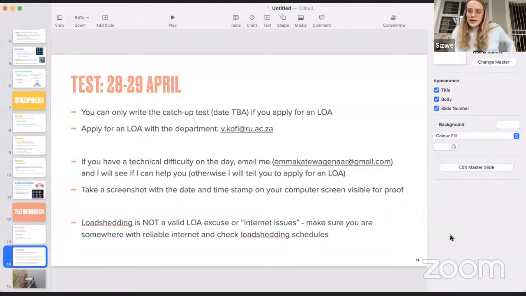Someone's asking, sorry, there are a few questions. Okay, asking about the hour thing. They made it an hour in case of technical issues.